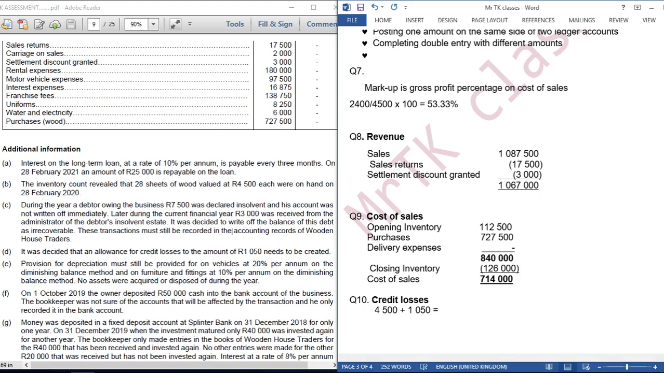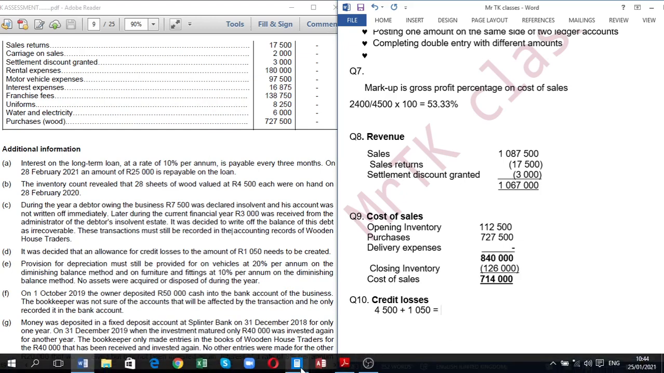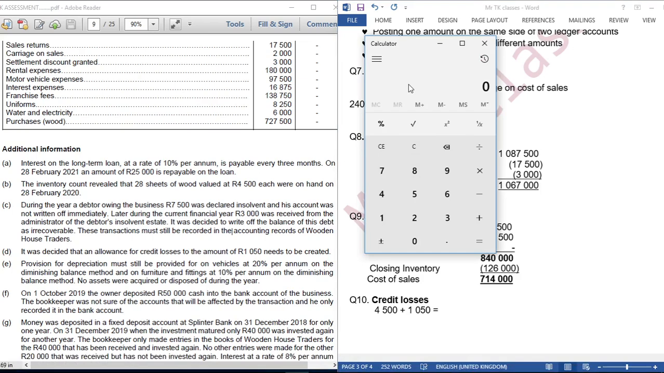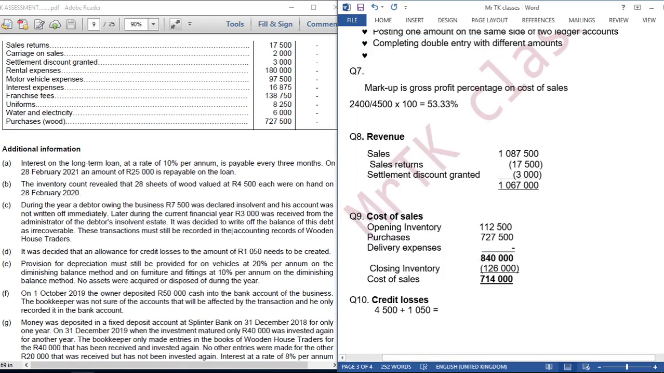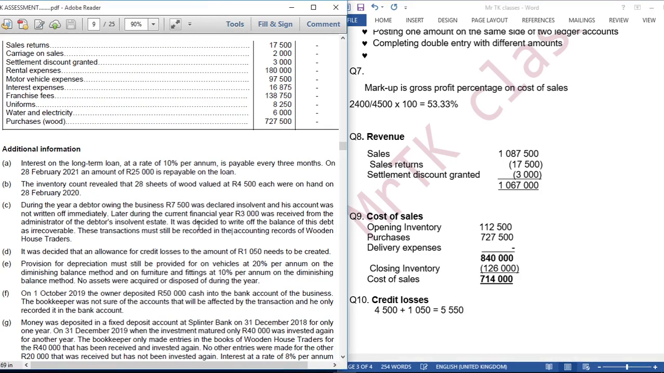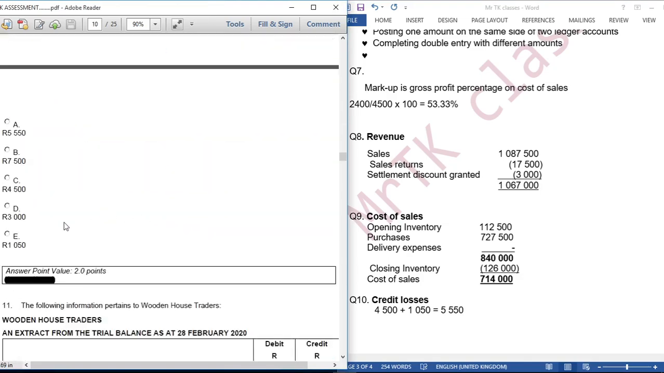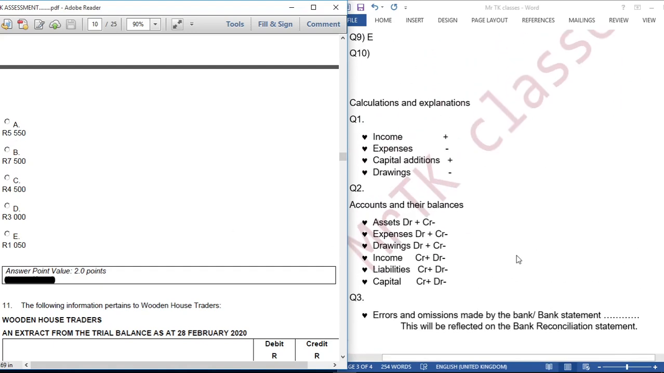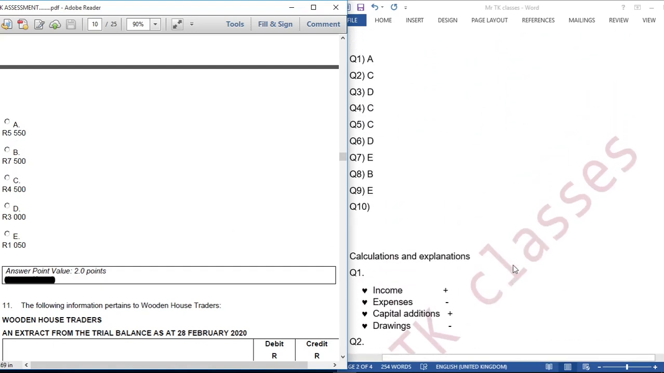And when we add this, we are going to get 4,500 plus 1,050. We are going to get 5,550. I'm going to explain something after I just pick this answer from the options. Option A. Question 10 is option A.